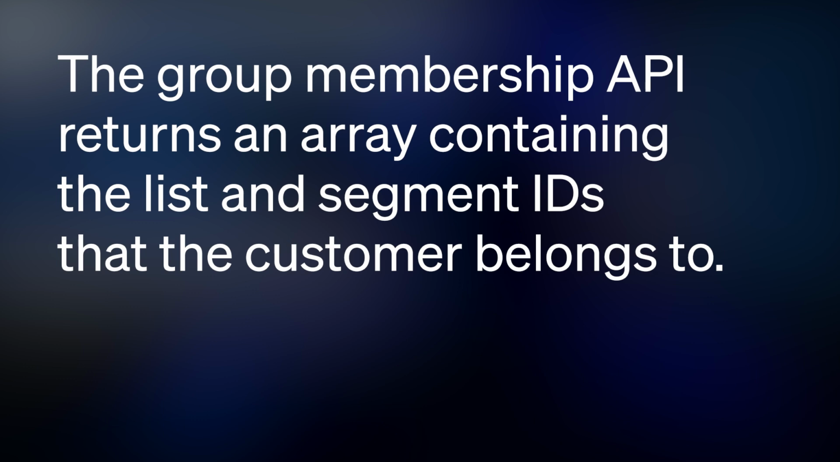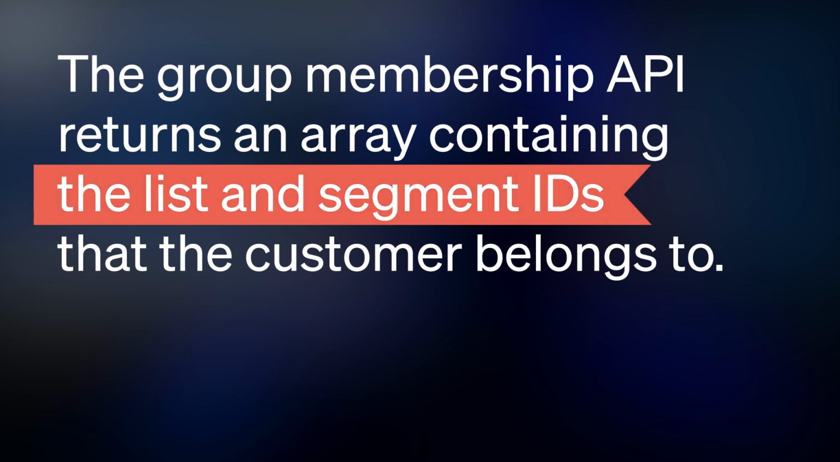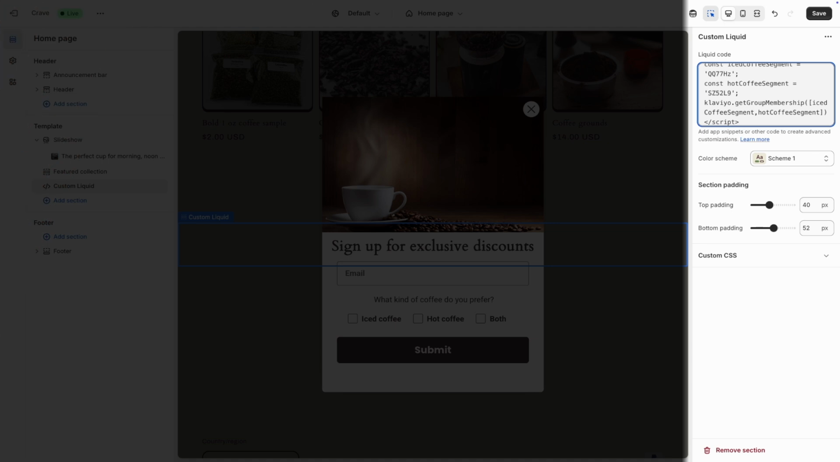The Group Membership API returns an array containing the list and segment IDs that the customer belongs to. This method will return an array that includes the iced coffee segment ID if the customer is in the iced coffee segment, the hot coffee segment ID if they're in the hot coffee segment, or an empty array if the customer is in neither segment.